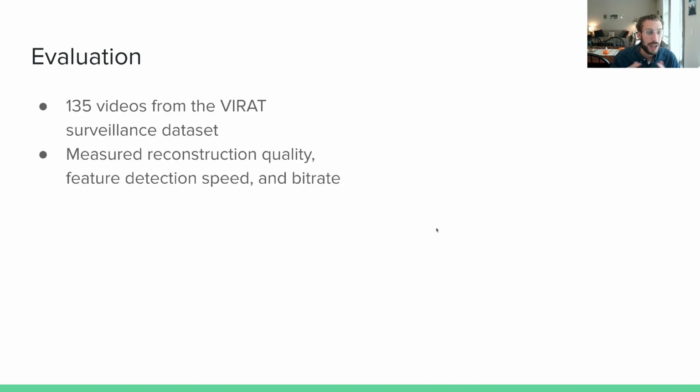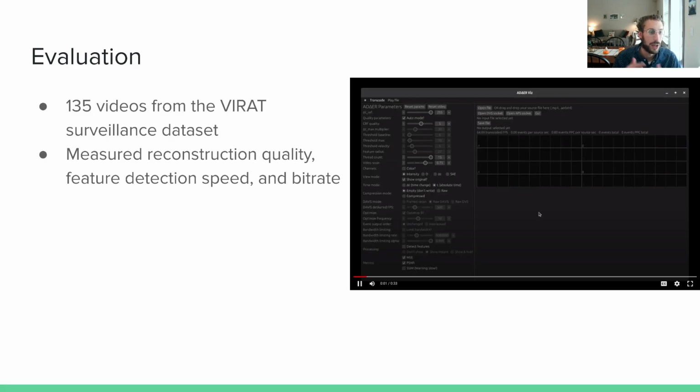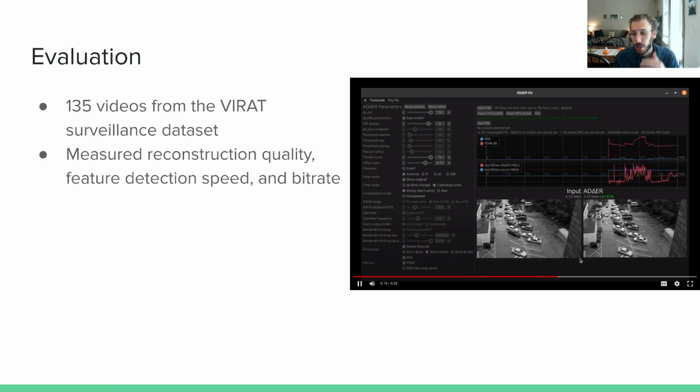For our evaluation of this system, we looked at the VIRAT video surveillance data set. We analyzed 135 videos from that data set, and we measured things like the reconstruction quality of our video at various quality levels that our transcoder allows, the speed of the feature detection, and then the bit rate of the files produced. So here's an example of our GUI application for transcoding videos to our ADDER representation.